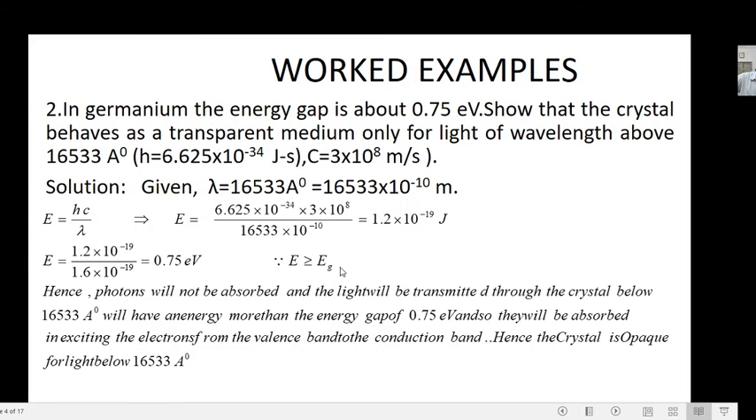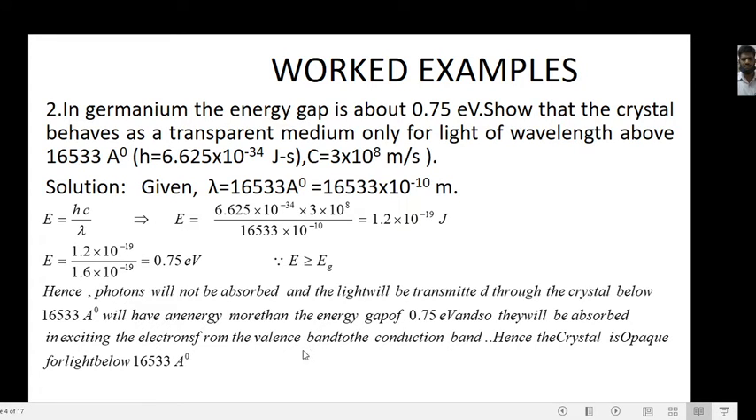Therefore E is equal to Eg, because the incident energy must be greater than the energy gap of the semiconductor. Hence photons will not be absorbed and the light will be transmitted through the crystal. Light below 16,533 angstrom will have an energy more than the energy gap of 0.75 electron volt, and so it will be absorbed in exciting the electrons from the valence band to the conduction band.